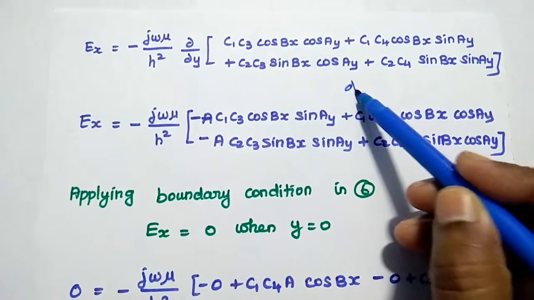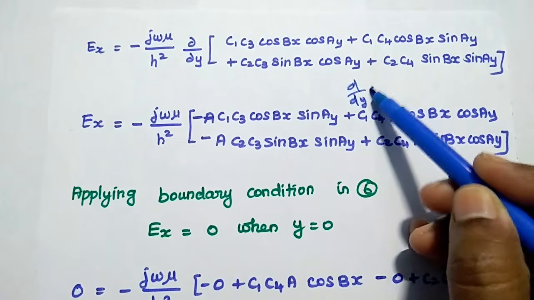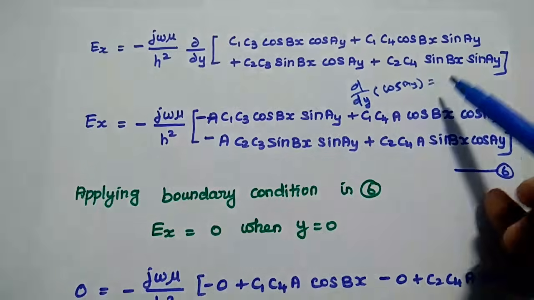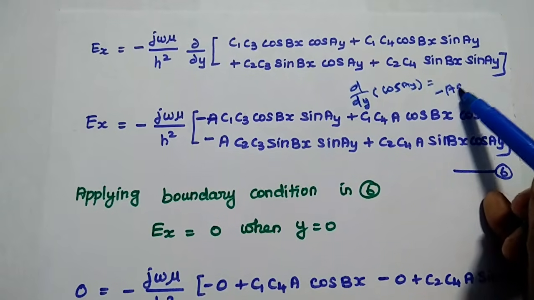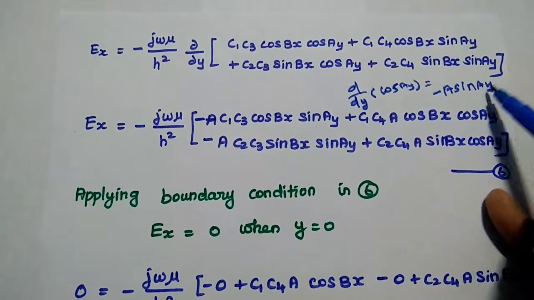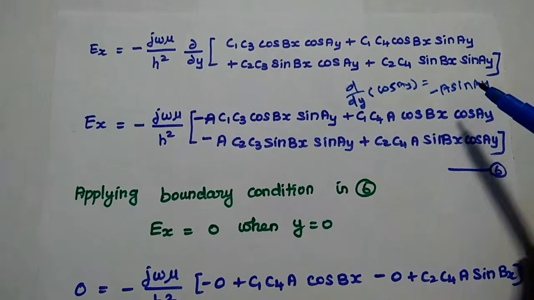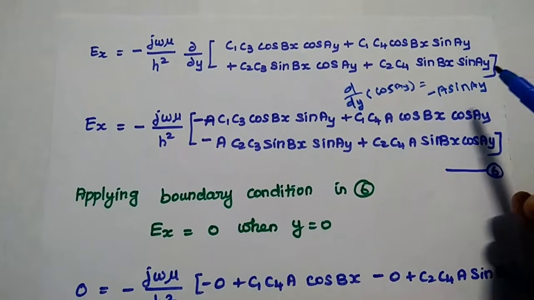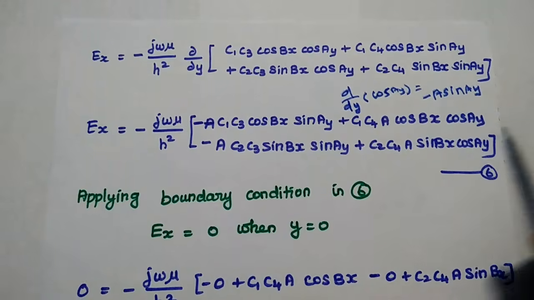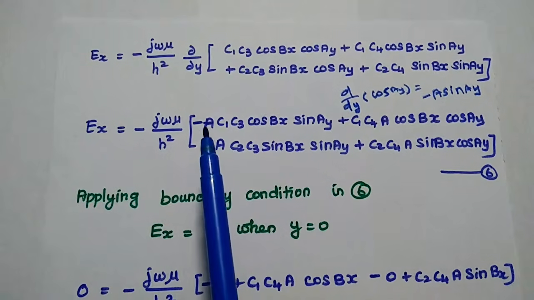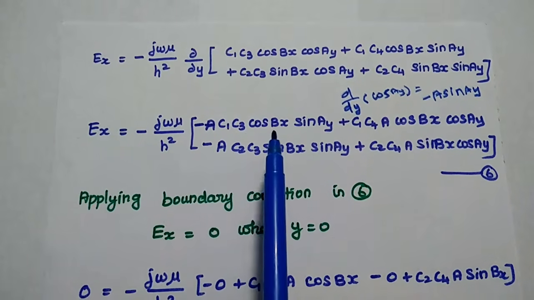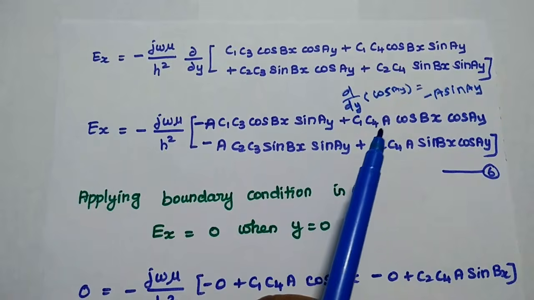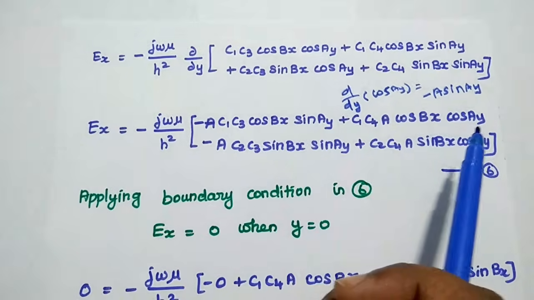Here, differentiation of cos ay is equal to what? It is equal to minus a sin ay. Okay, for this term we can get like this. If we differentiate sin, we can simply get cos. So this term can be written like this: minus a c1 c3 cos bx sin ay. This term can be written like this: c1 c4 a cos bx cos ay.